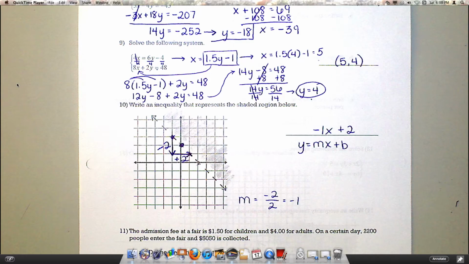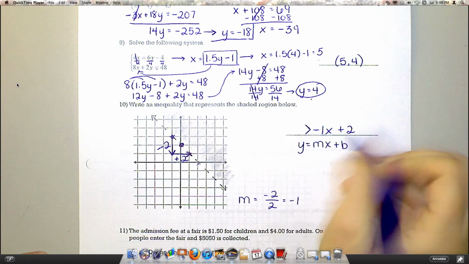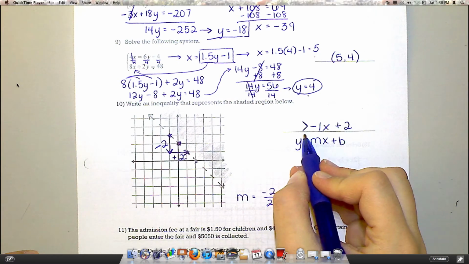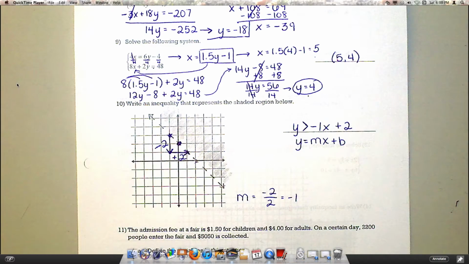Now I need to look at the shading. The shading here is above the line, so that means this is a greater than. I want y to be greater than the line. And it is a dotted line, so I do not want to include an equal bar. I would just say y is greater than negative 1x plus 2. And that's my final answer.